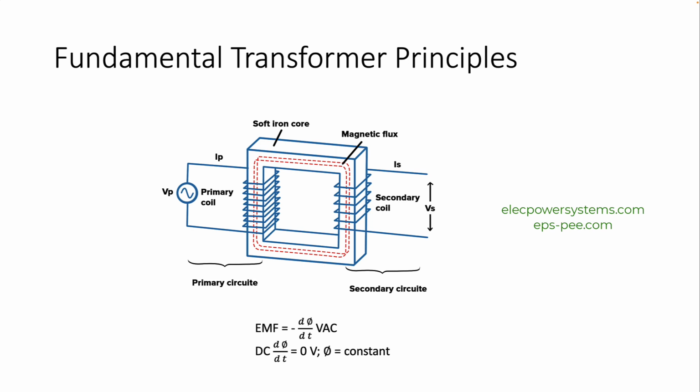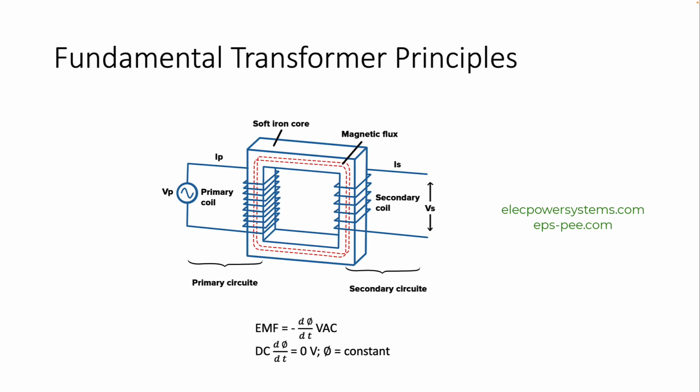Transformers can only operate with alternating current, AC, because electromagnetic induction occurs when the magnetic flux is continuously changing. AC voltage is constantly alternating in polarity and magnitude, creating the necessary varying magnetic flux for induction. DC, direct current, cannot be used with transformers because it does not create a varying magnetic field.